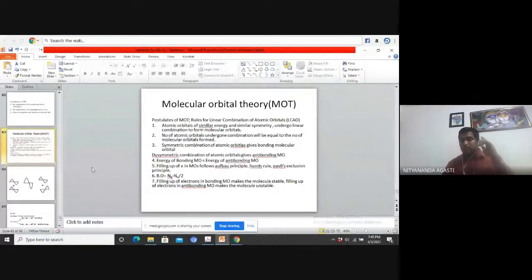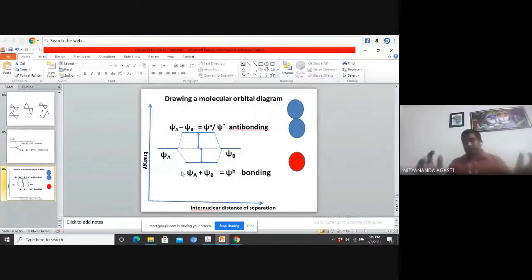Then filling up of electrons. Once you have drawn this molecular orbital diagram, the electrons which are there in the respective atomic orbitals will now come to molecular orbitals. Now how to fill up those electrons in molecular orbitals? What are the rules we are going to follow while filling up electrons in molecular orbitals? Those are all the rules we follow while filling up electrons in atomic orbitals. Exactly the same. Can anyone tell me what are the rules we follow to fill up electrons in atomic orbitals? Can anyone quickly tell me, please?